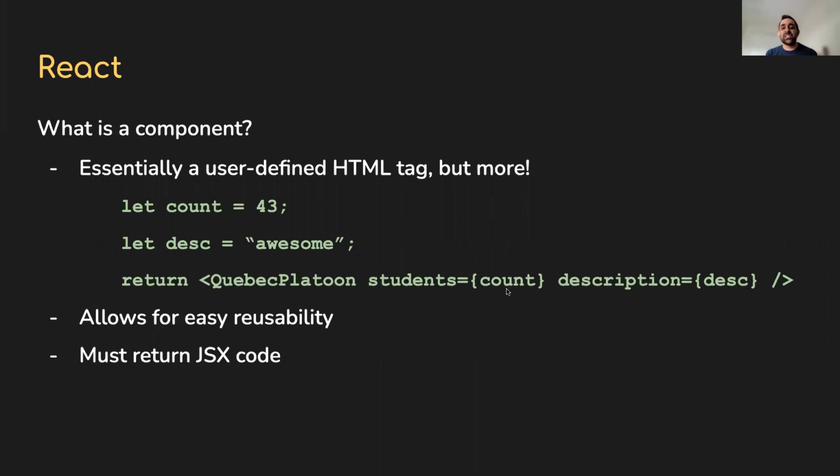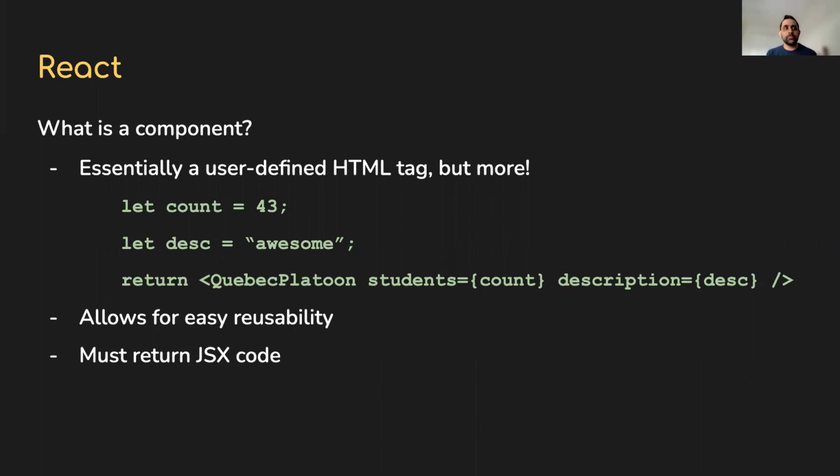And then just like HTML attributes or elements, you can pass attributes to them. So in this case, I can create an attribute called students, pass it some value. I could also add another attribute called description, pass it some value. Again, there's no limit to the number of attributes you can add to a component. They're basically just variables, if you want to imagine them, that I'm adding to the component.